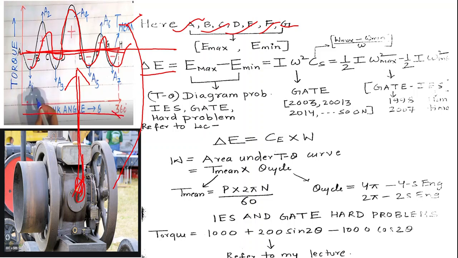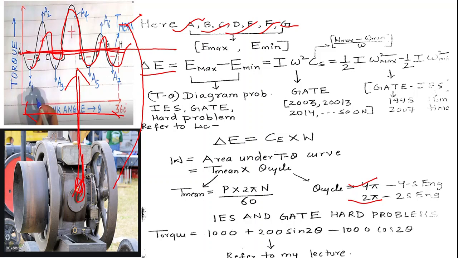So suppose, we know that for a four stroke engine the working cycle is 4 pi, that is 4 into 180, and 2 pi for the two stroke engine. So we all know that. So this turning moment diagram is basically drawn for one cycle. This point you have to keep in your mind.